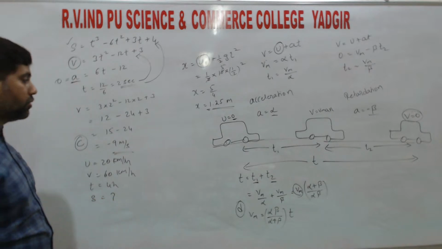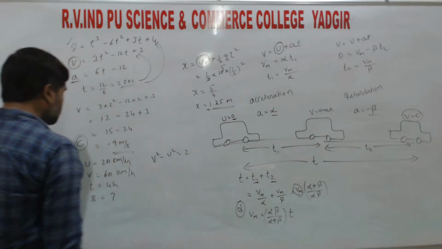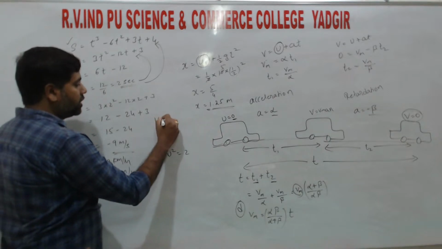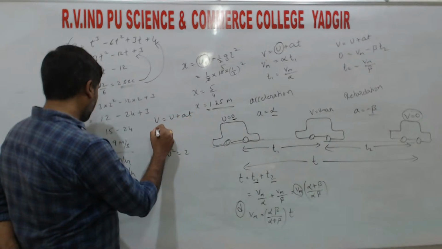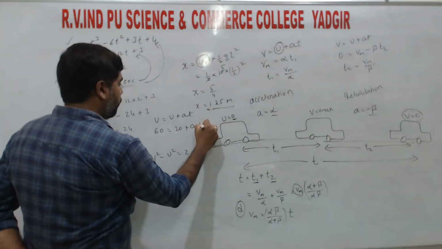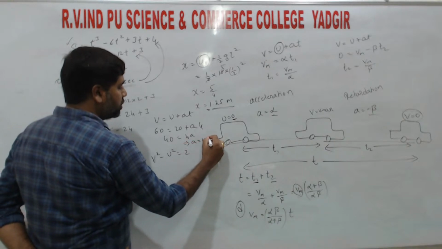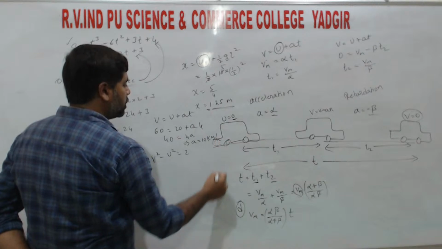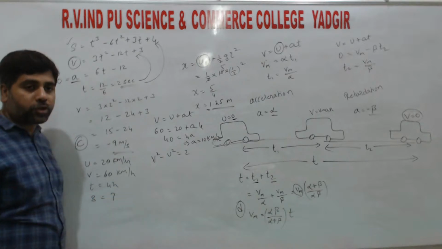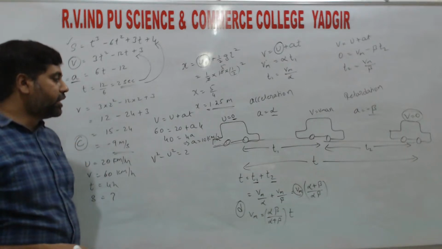So by using the relation v square minus u square is equals to 2as. First we need to find the acceleration, right? That is v is equals to u plus at. So v is 60, u is 20 plus a into time is 4, right? So 40 is equals to 4a. So from this a is equals to 10 kilometer per hour square. Since everything is in kilometer per hour, and in the given options also it is kilometer, there is no necessity to convert this, right? So acceleration is 10 kilometer per hour square.